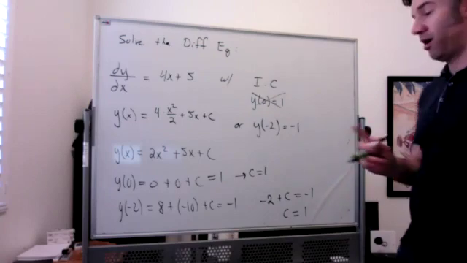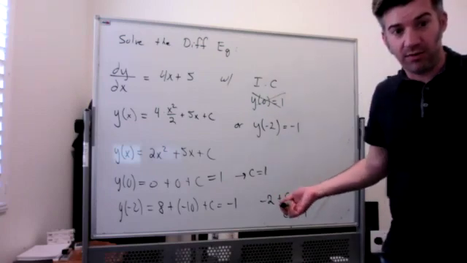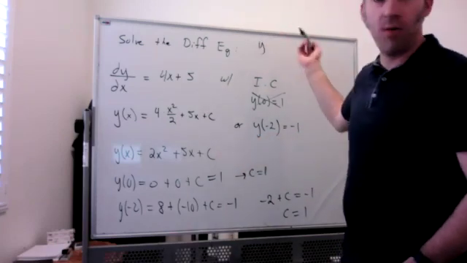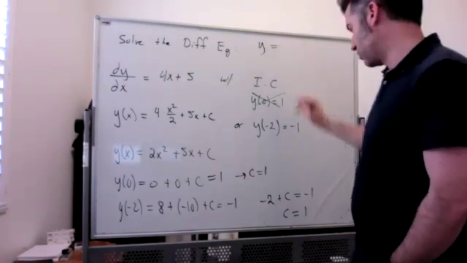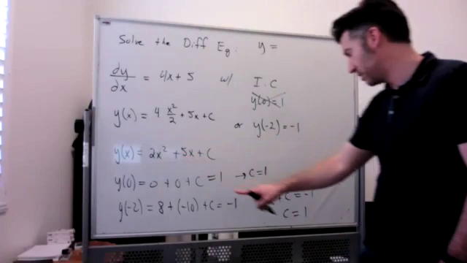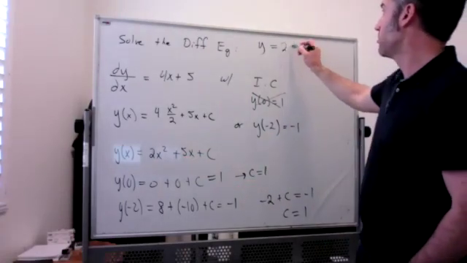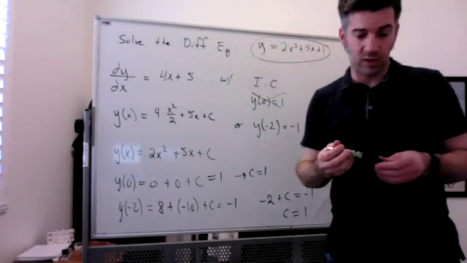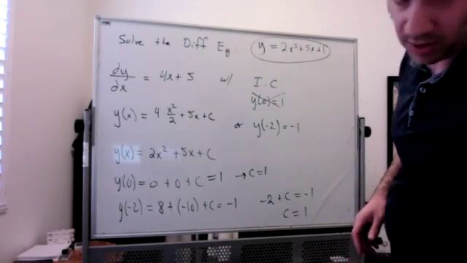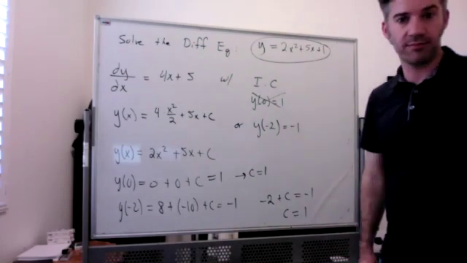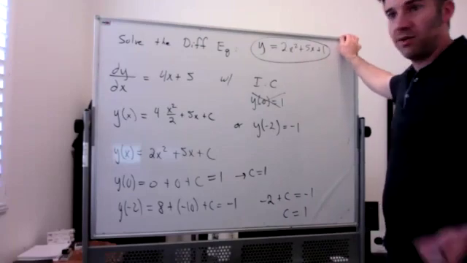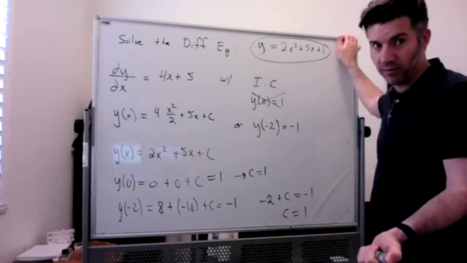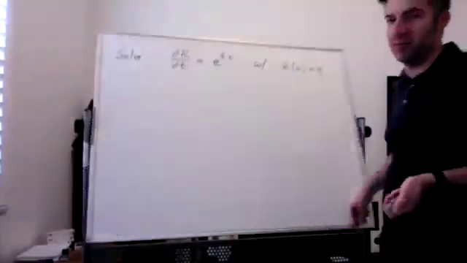Yeah. So lastly, we should write our final answer, right? I've got the function, but I didn't actually put c in. So our final answer is going to be y, or y of x, whichever way you want to write it, is equal to 2x squared plus 5x plus 1. And that is our antiderivative of 4x plus 5 with the initial condition, either one of these, same thing. All right. So at this stage, solving differential equations really just means finding an antiderivative. Later on, it's going to mean other work also.